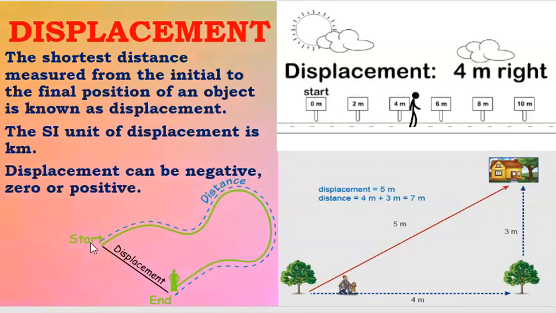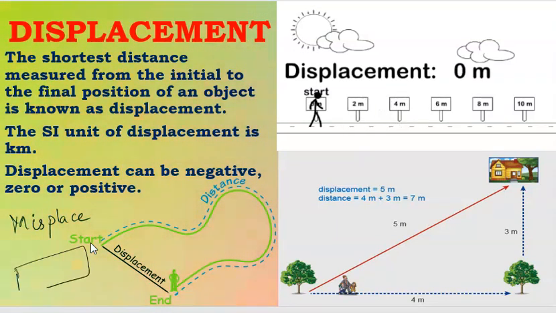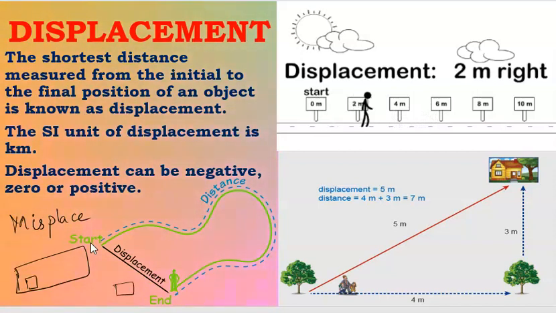Next we have to learn about displacement. You all know the word misplace. So when you keep a book on a particular place, for example, this is your table, you place your book here and you go out and you come back and you look for the book here. For example, it has moved to another corner of the room somewhere here.